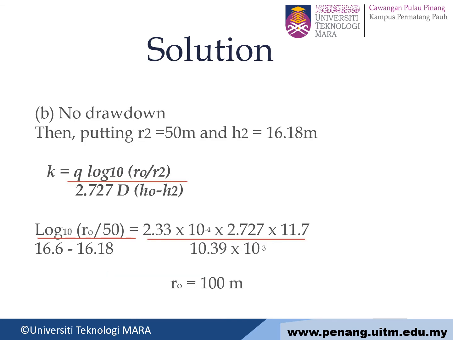Calculation for the radius of influence, or R0. At no drawdown, put in R2 equal to 50 meters and H2 of 16.18 meters. So K is equal to Q times log10 of R0 over R2, divided by 1.36 times (H0 squared minus H2 squared). So the final R0 is equal to 100.